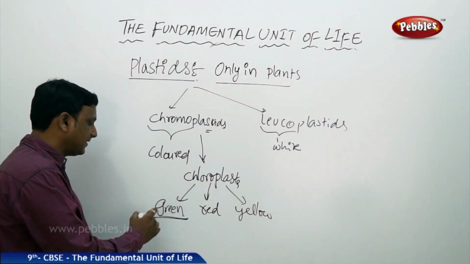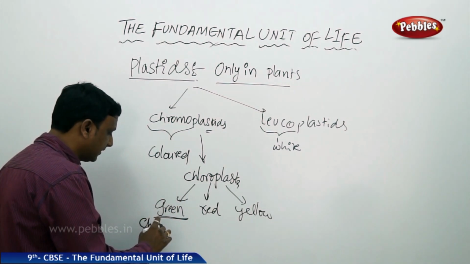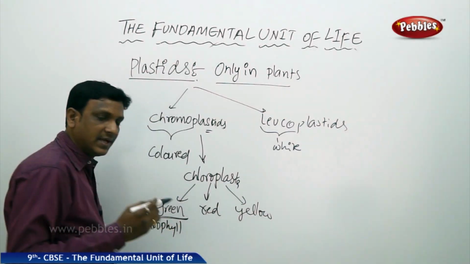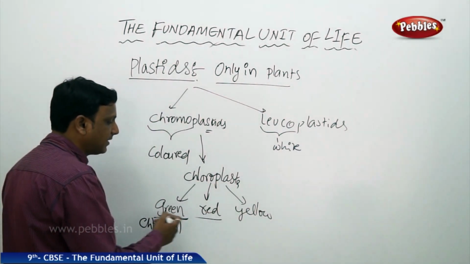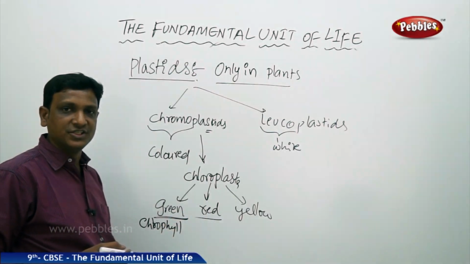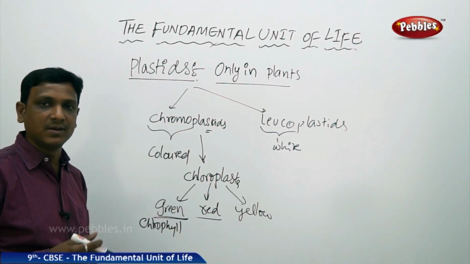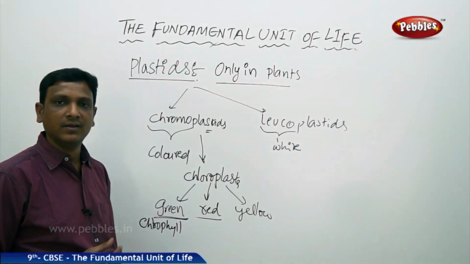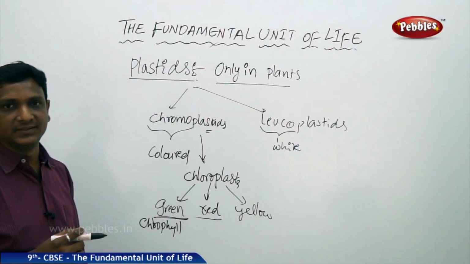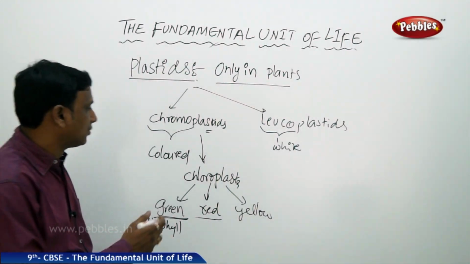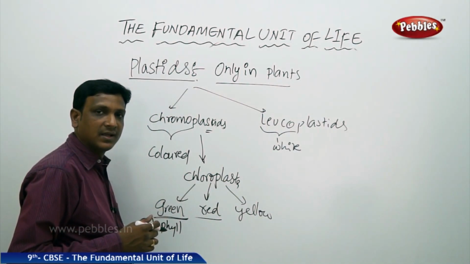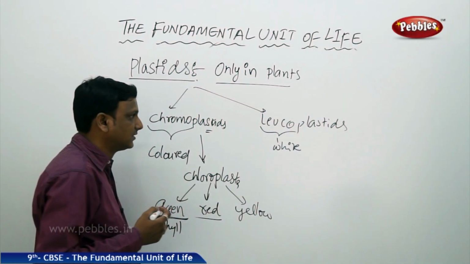The chloroplast, if it contains chlorophyll, which is a green pigment, is green. If they contain some other pigment, a red color pigment, they are red in color, or yellow in color. We see the fruits and vegetables in different colors. You can see the capsicum in red color, you can see the capsicum in green color. It's because of the pigment which the plastids contain. So chloroplasts are a kind of plastids which contain color pigments and appear in different colors.